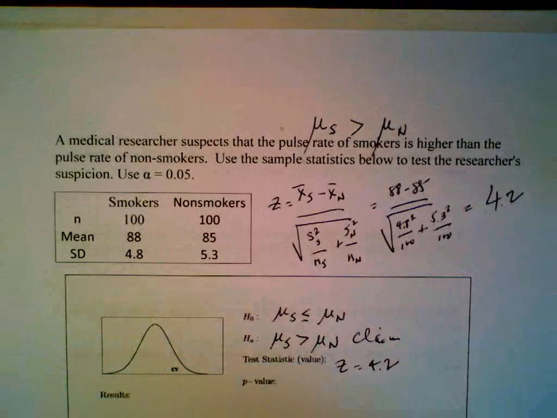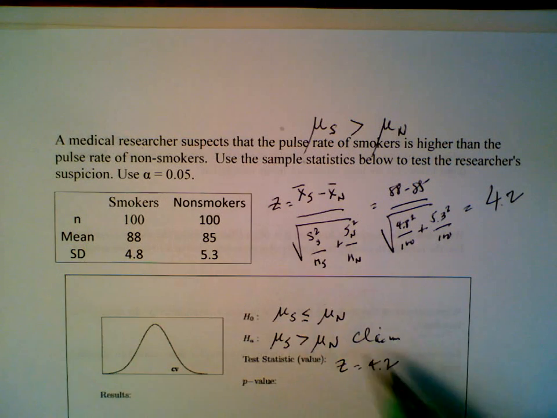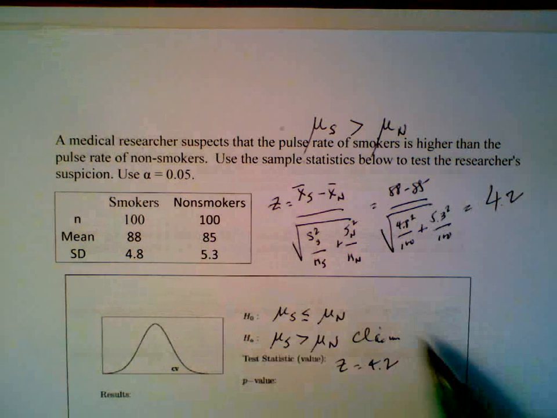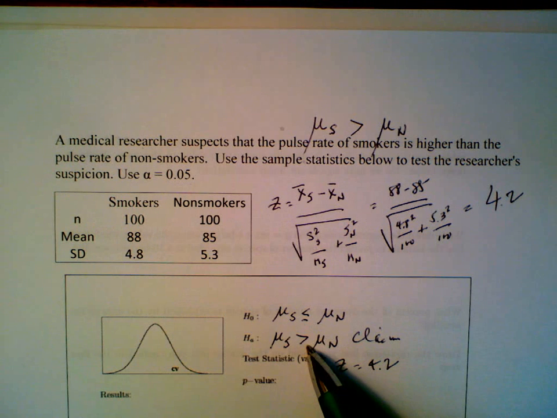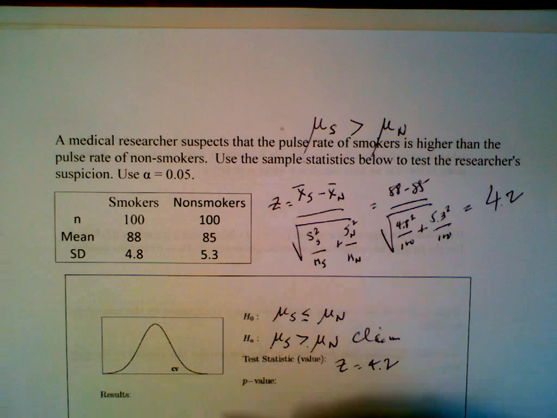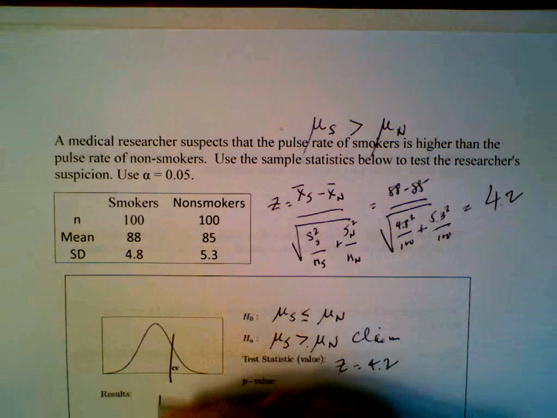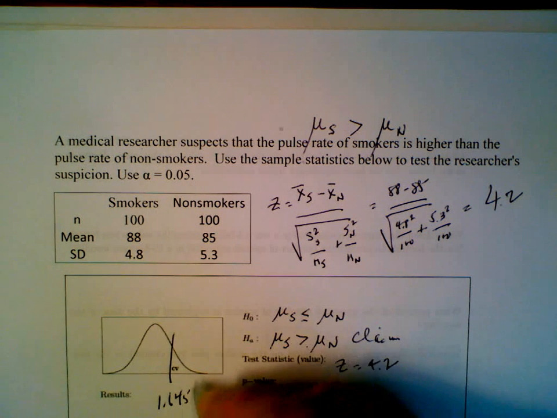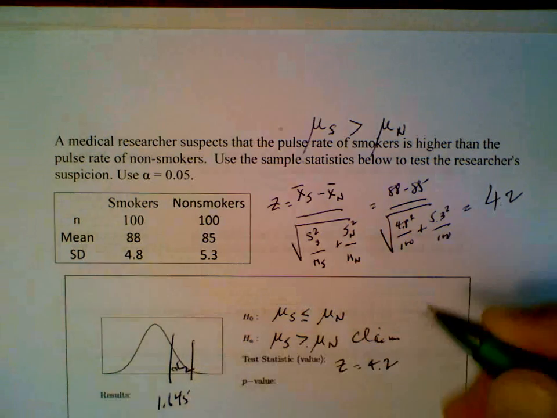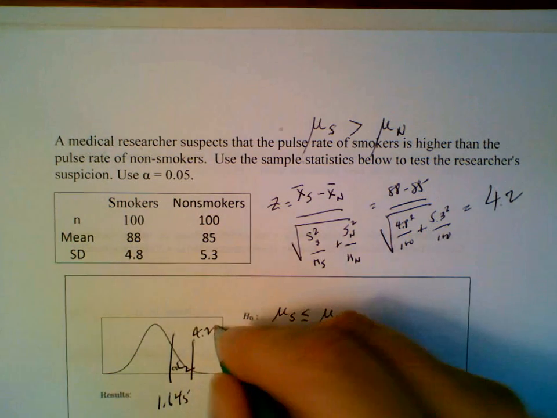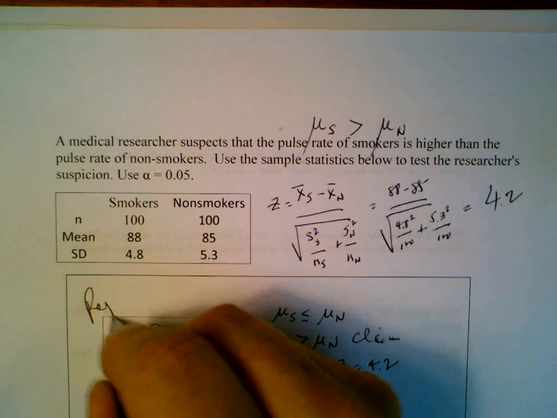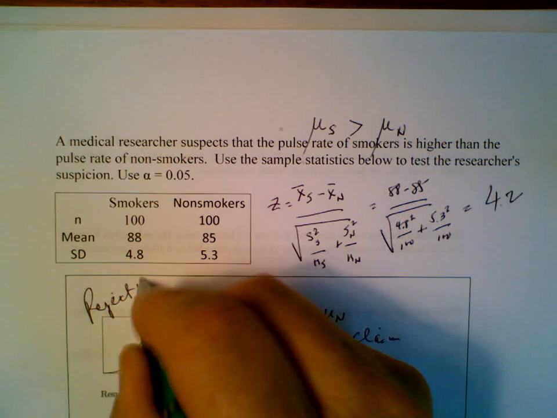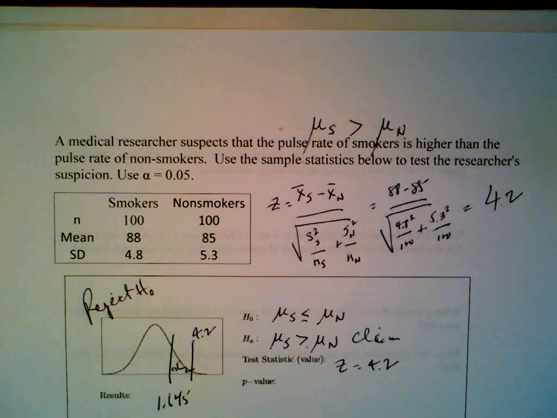And since this is a one-tail test, the critical value is 1.645. That's the rejection region. There's 4.2, and we can see that we definitely reject H naught.